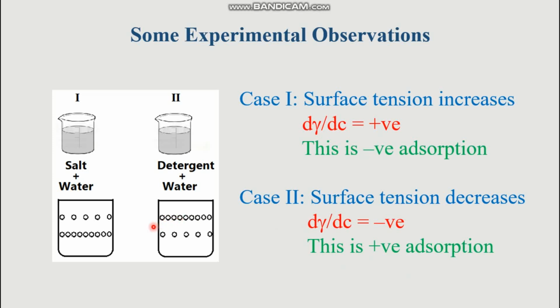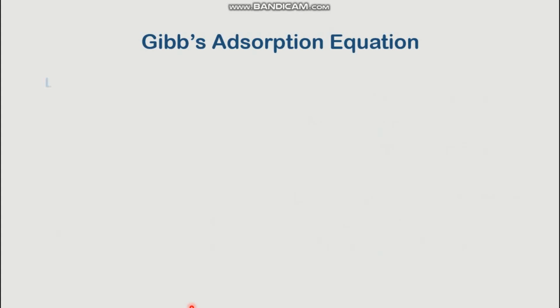You can see that the accumulation of the solute molecules in the surface in case of electrolytic solution is less than that in the bulk, whereas the accumulation of solute particles in the surface in case of detergent solutions is greater than that in the bulk. So here adsorption is positive and here adsorption is negative. This is case 1 and this is case 2. So let's determine the difference in concentration of the solute particles between surface and bulk, that is concentration of this one minus concentration of this one, and you can find it by means of the Gibbs adsorption equation.